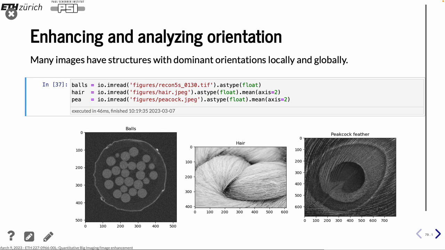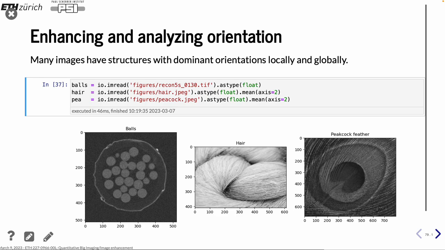This is a new piece I have added to the lecture notes. It's about enhancing and analyzing orientation. Until now, we have just looked at filters, seeing that they enhance things, but we can actually use them for the analysis and get quantitative information.